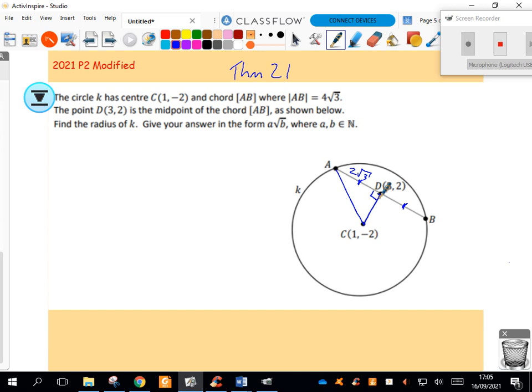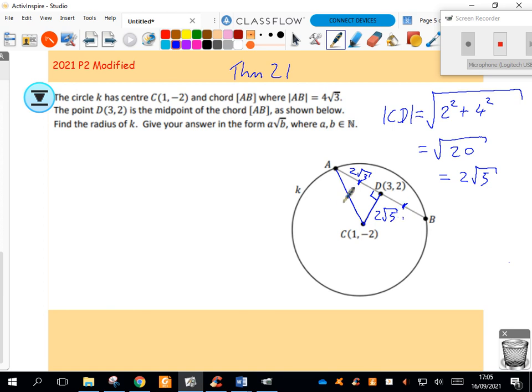And the distance formula will say that the distance from C to D is going to be equal to the square root of the horizontal change squared, which is 2, so 2 squared, plus the square of the vertical change. Vertical change here is 4, that's 4 squared, which is going to be root of 4 plus 16, which I think is root 20. That reduces to 2 root 5. So I have 2 root 5 here.